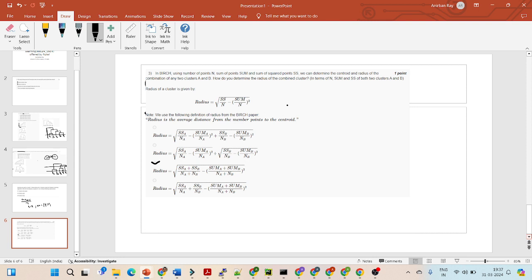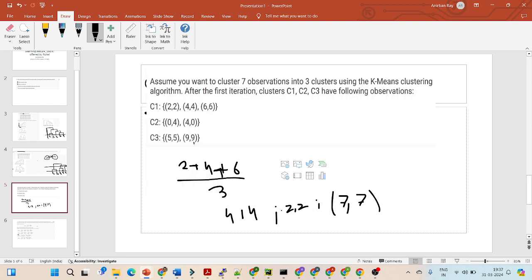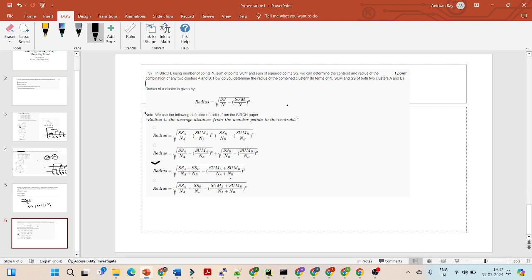The previous question regarding centroid, what was the answer to that? 442277. Yes, let's see. 442277. Okay, so this is the next question. Sorry, this is another question.